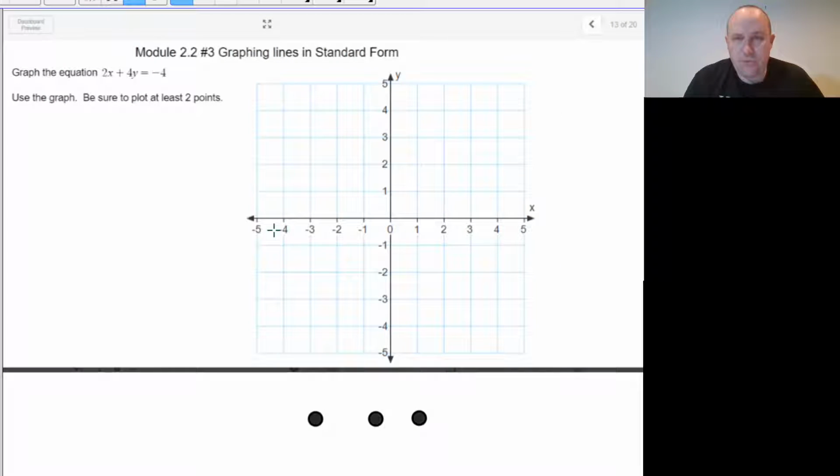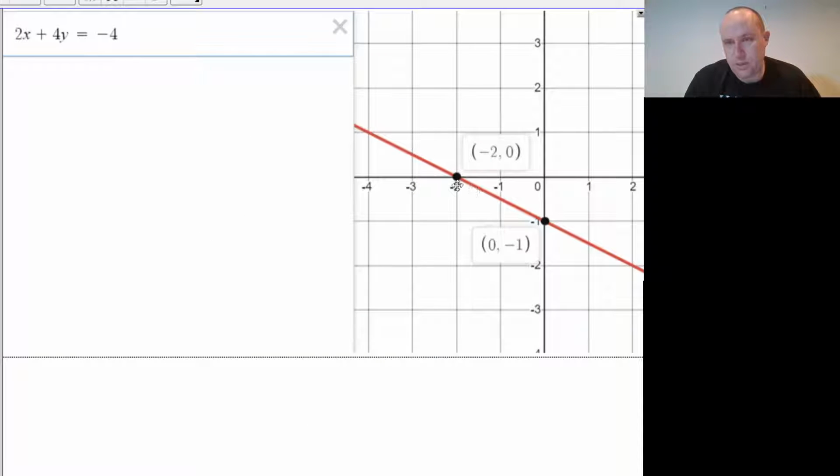This one's in standard form, so this one's going to be a little bit more complicated to do. I'm going to move my dots to the front first, since I forgot to do that. There we go. Use the graph, be sure to plot at least 2 points. So Desmos is going to be useful for this one, with it being an x and y form, x and y on the same side.